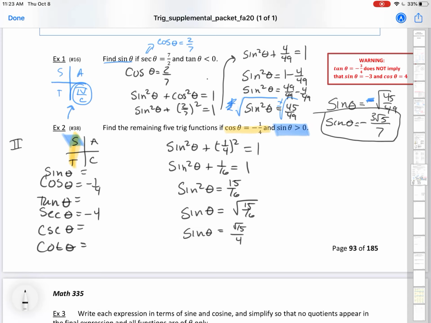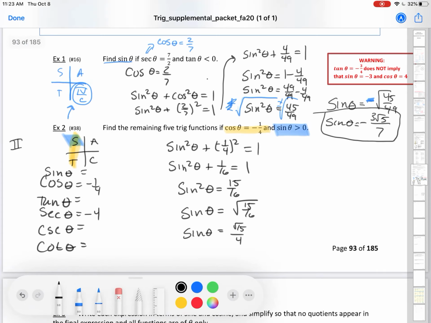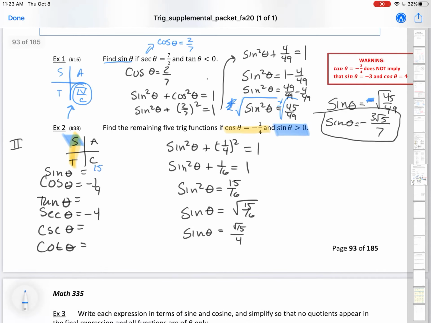That's the sine. And so now we know sine, and I'll come in here and put it in blue since we didn't know it originally, is root 15/4. Sorry for not leaving a lot of room there. Now we know cosecant is 4 over root 15, but don't leave it like that. 4 root 15/15 would be a better answer. Both positive because we're in the second quadrant. Awesome. What's left is tangent.